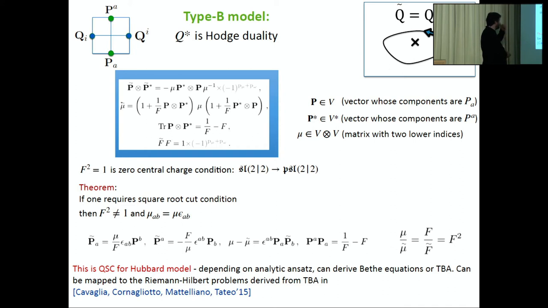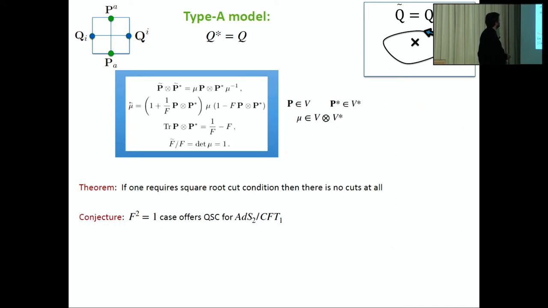So this is the derivation from the monodromy bootstrap of the Hubbard model. We can also say that star means do not make a change. Because monodromy involves a lot of interesting symmetry transformations, it's still a non-trivial statement. And we get another model and conjecture that here, first of all, a theorem: you cannot make it with square root cuts, it's just impossible.